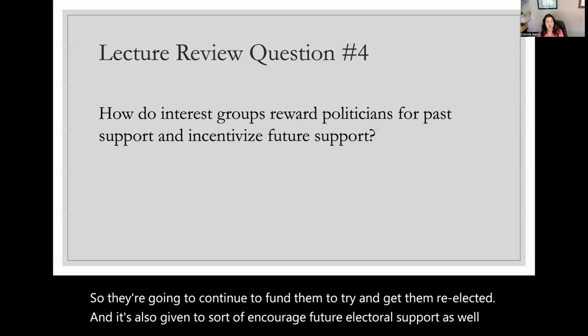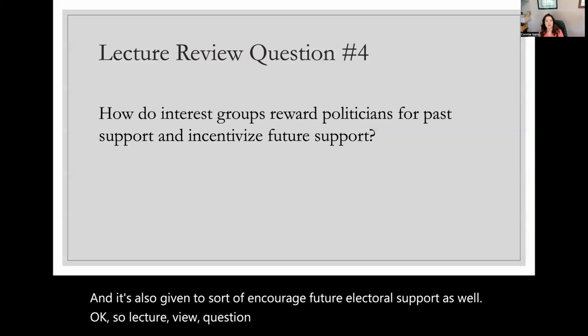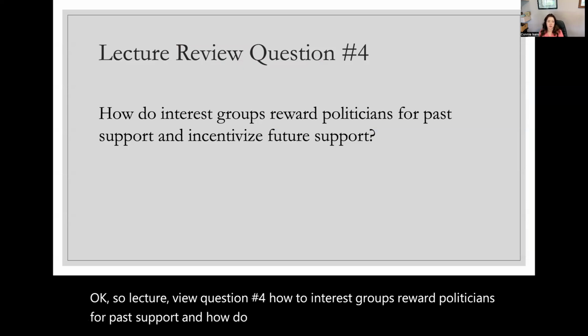Okay, so lecture review question number 4. How do interest groups reward politicians for past support, and how do they incentivize future support?